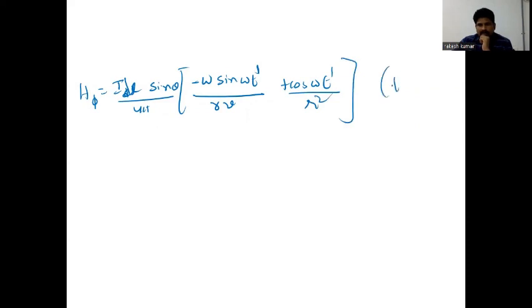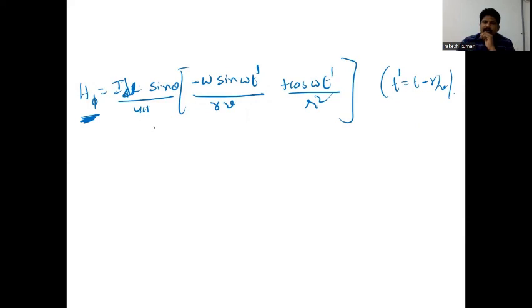Here, what is the value of t dash? t dash is equal to t minus r by v. Okay, so this is H phi. Now we have got H phi. We have calculated the magnetic field components. Now, our work is to calculate the electrical field.